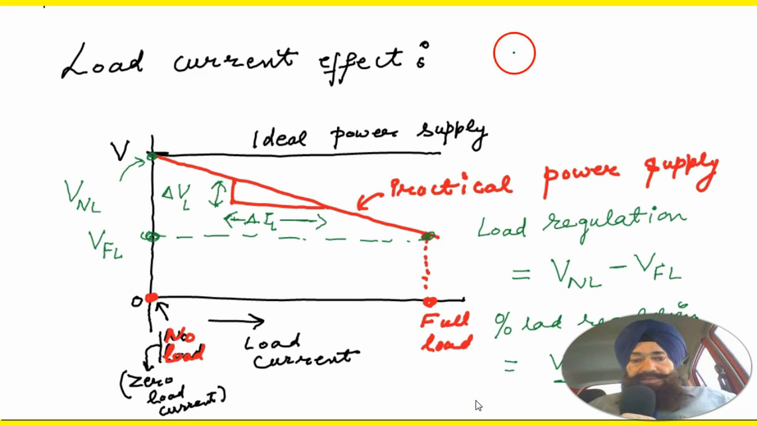So if the power supply is good, then the numerator will be very small, and ideally this numerator will be 0, because VNL and VFL will be the same for an ideal supply. For an ideal supply, the percentage load regulation is 0. And if there is some value, and if it is larger, that means a poor power supply.